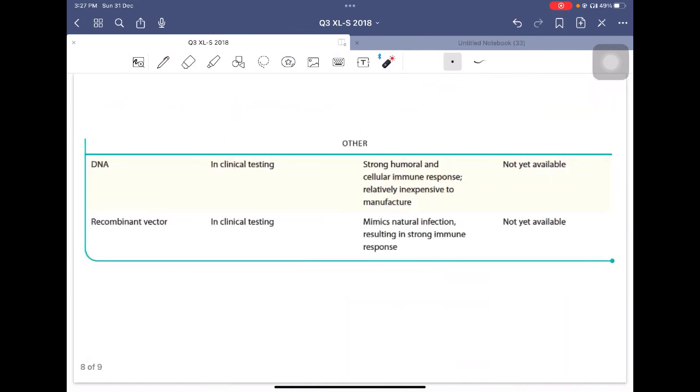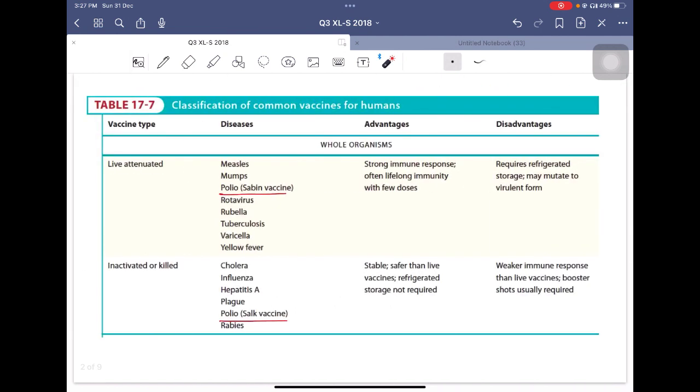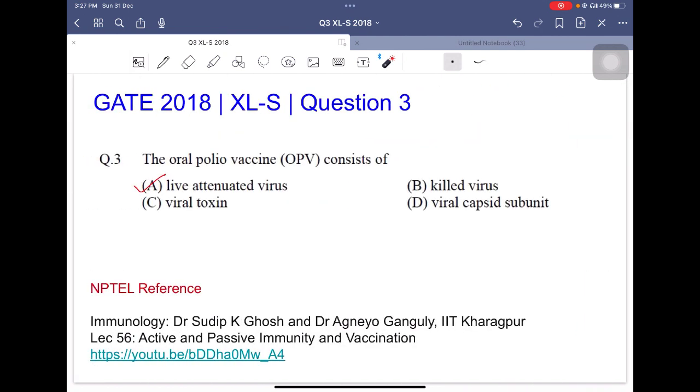So that is all about the different types of vaccines. And we have already discussed the answer to this particular question, that the oral polio vaccine consists of live attenuated virus. And that's all. Thank you.